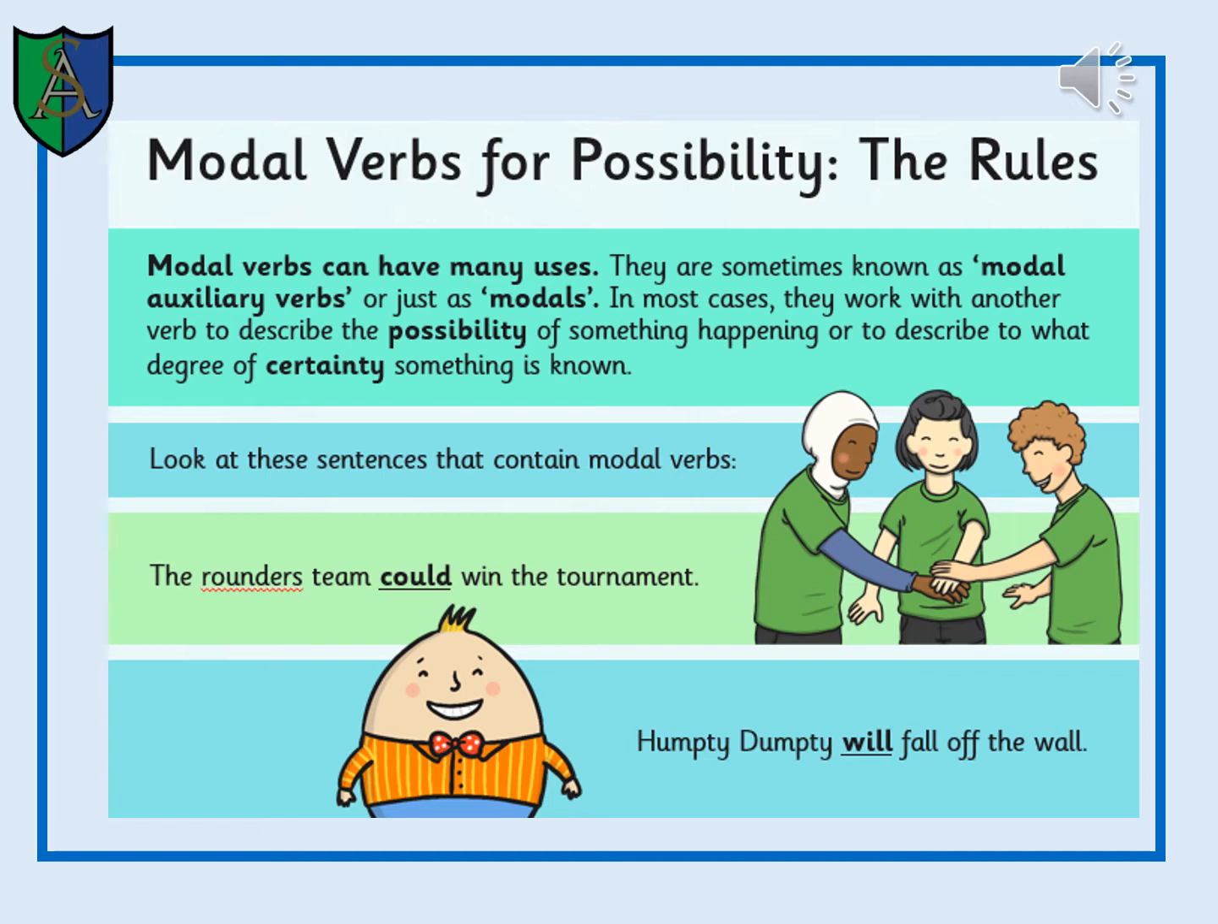So the Rounders team could win the tournament, or Humpty Dumpty will fall off the wall. In those sentences, you can see the degree of possibility or how likely something is to happen. The Humpty Dumpty one, it's almost 100%, isn't it? He will fall off the wall. Whereas the Rounders team, well, the possibility there, it's not 100% certain. They could win it, but by saying they could, it means they also might not.